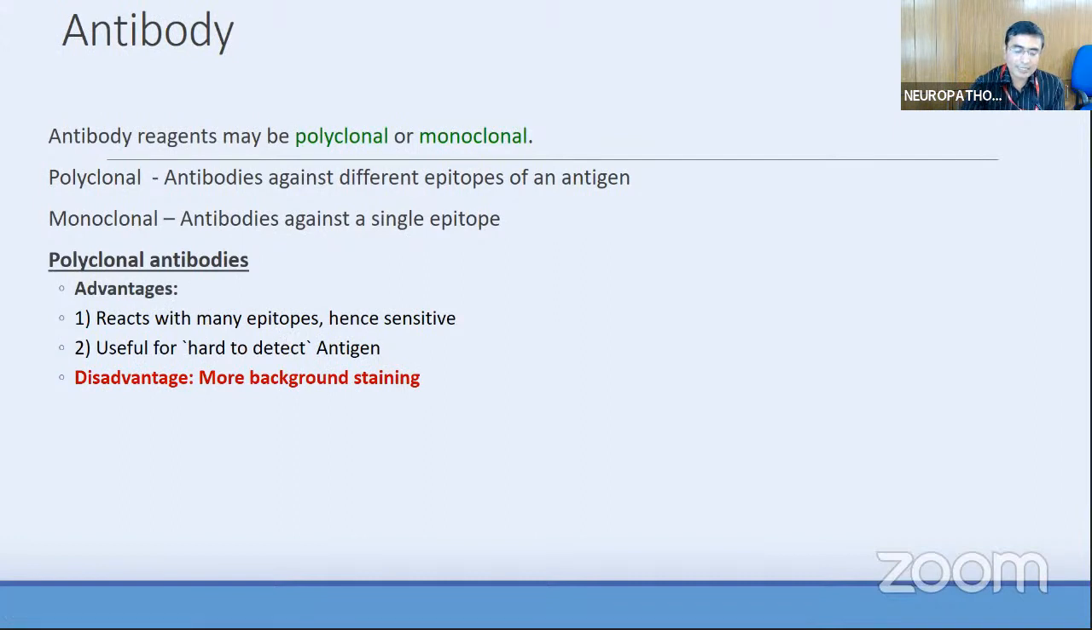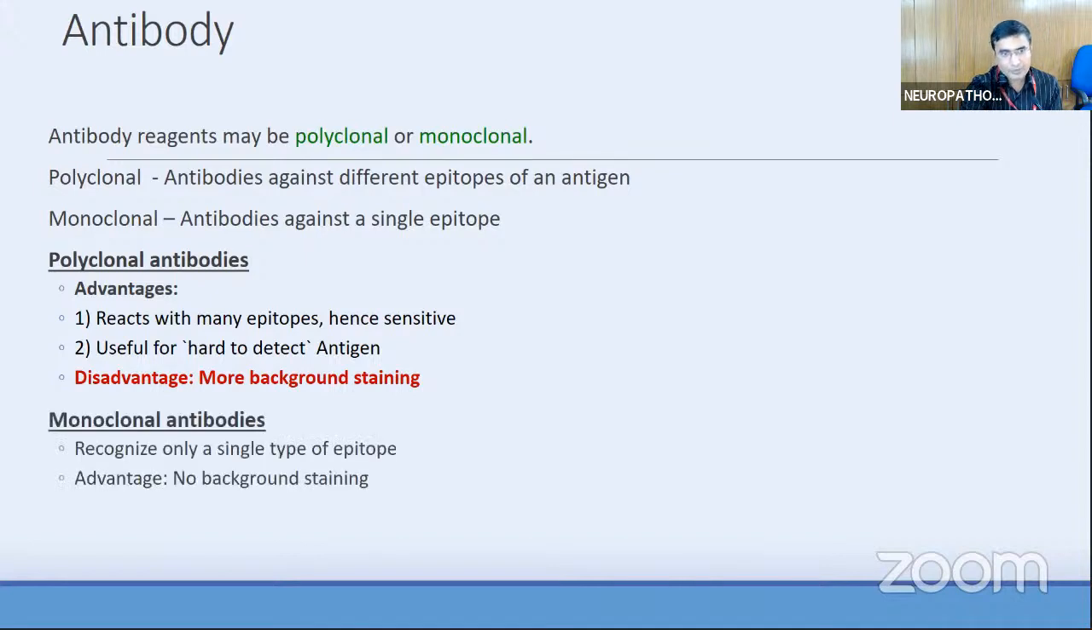If you use only antibodies against one epitope, and that epitope is not exposed, we may miss that antigen. So polyclonal antibodies, the sensitivity is a little better, and they can be of great use, especially in difficult antigens which are difficult to detect. But the problem is, since they can bind to many epitopes, there is always a risk of background staining.